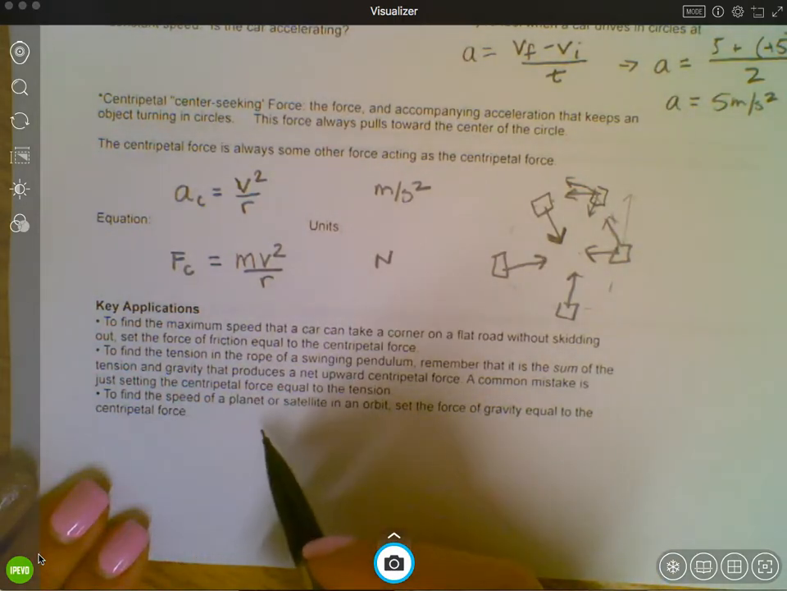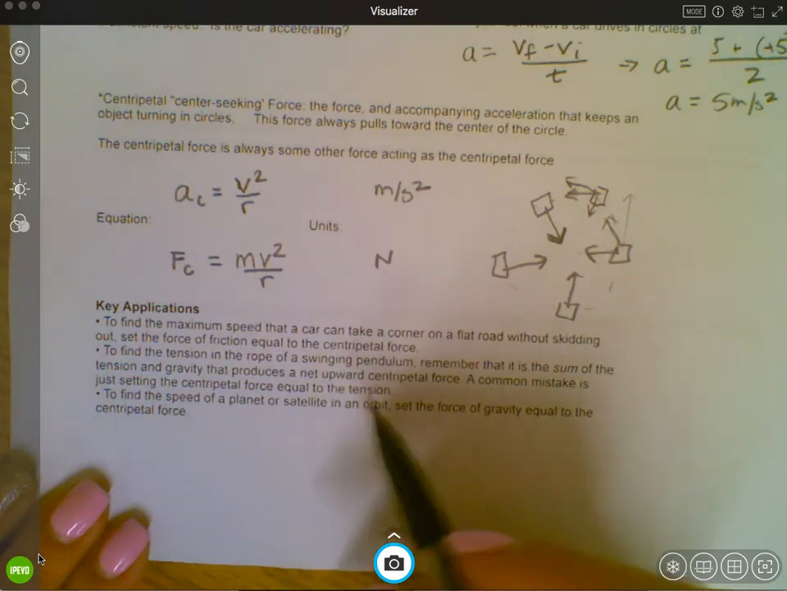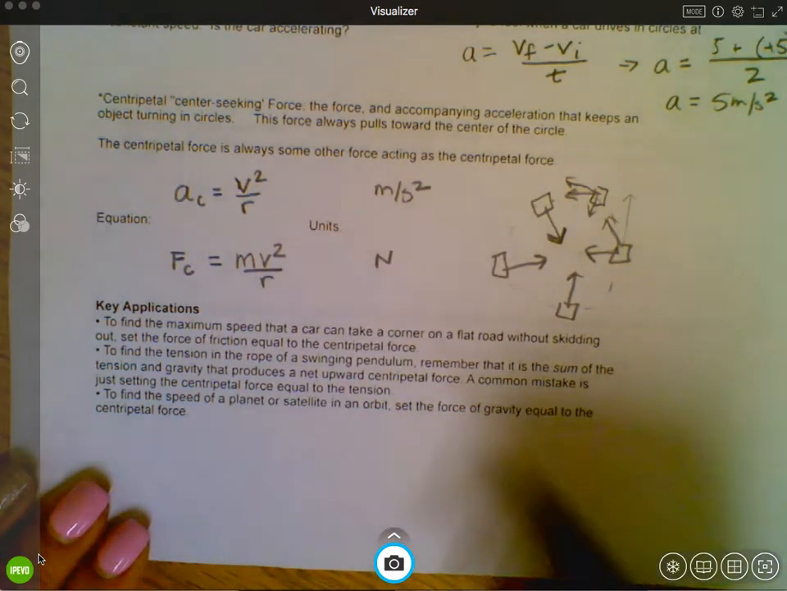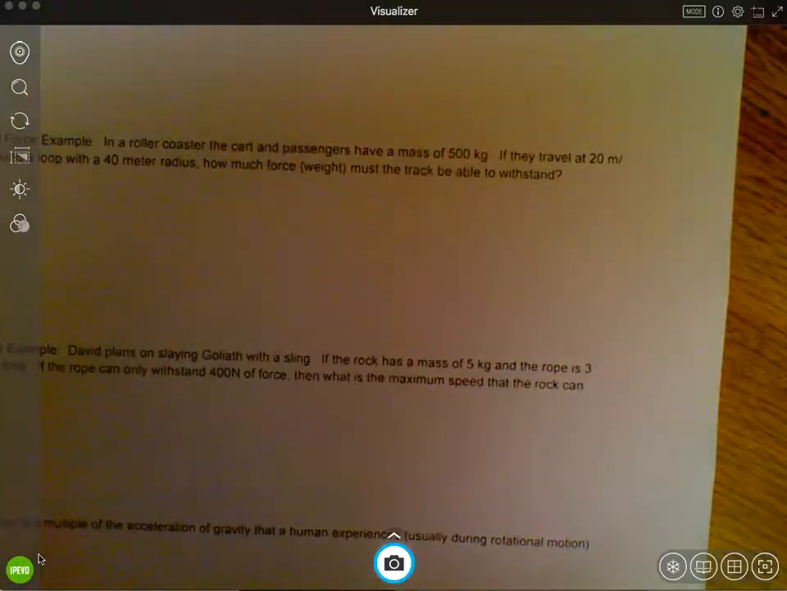So these are just some applications of where we can use this stuff. Finding the speed of a planet is important. Finding how fast cars can go around corners without skidding out is important. That's how we get speed limits and things like that. So these are practical applications. All right, turn the page.